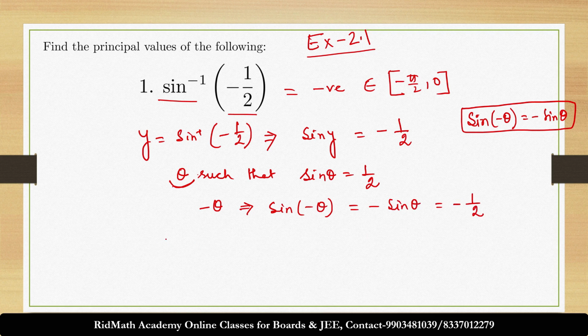So you can easily find that theta equal to pi by 6, that means 30 degree. For 30 degree sine theta is half. That means for this question our answer would be theta, so that would be better. Okay, that means theta equal to minus pi by 6 or minus 30 degree. So this is the answer.